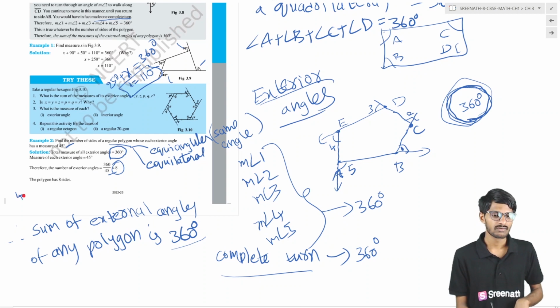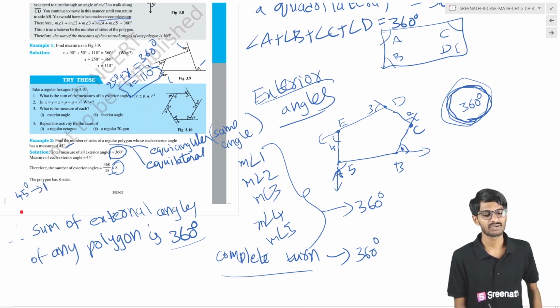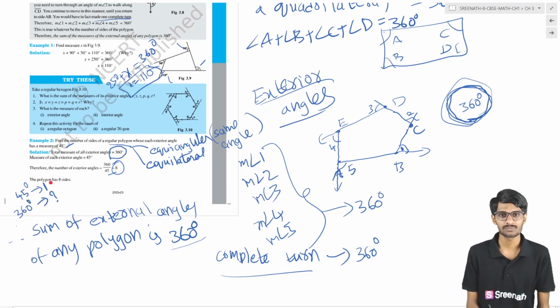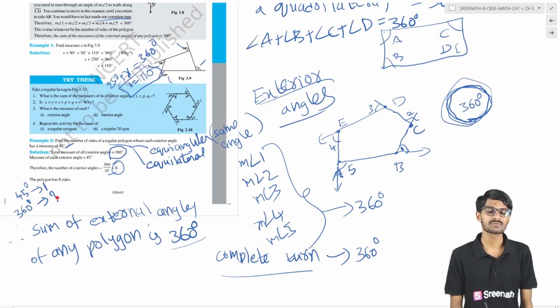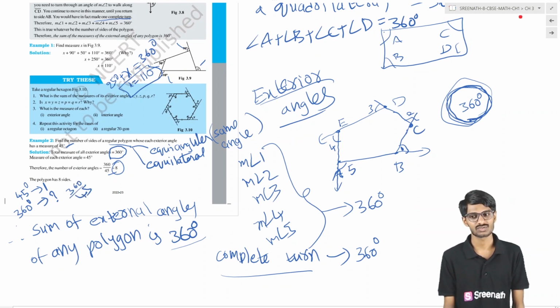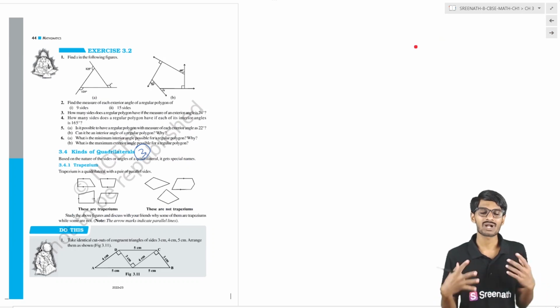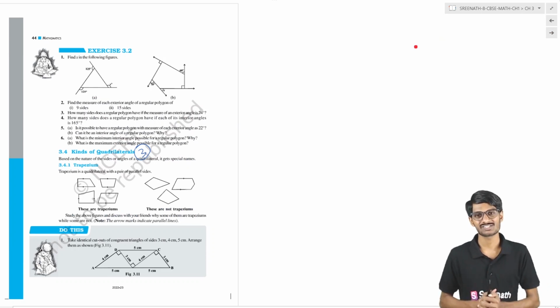So basically 45 degrees is one angle. Now, 360 degrees means how many angles will there be? 45 degrees means one angle, then 360 degrees means how many angles? We simply get that by 360 divided by 45, that is 8. So that is the answer, students. So we have completed the second topic also, students.